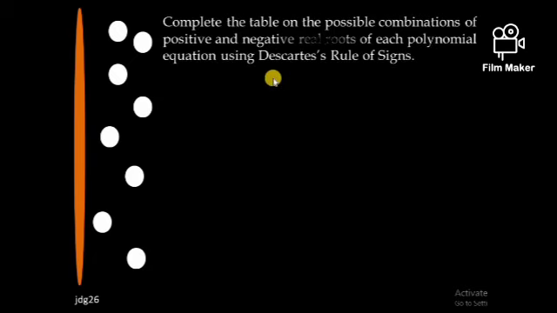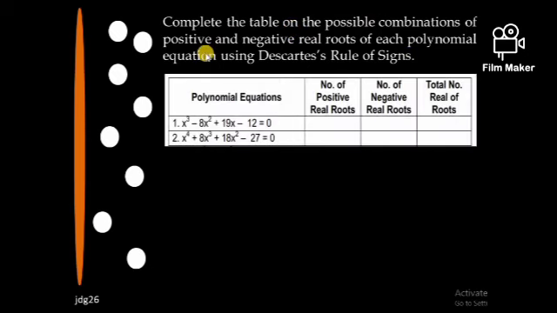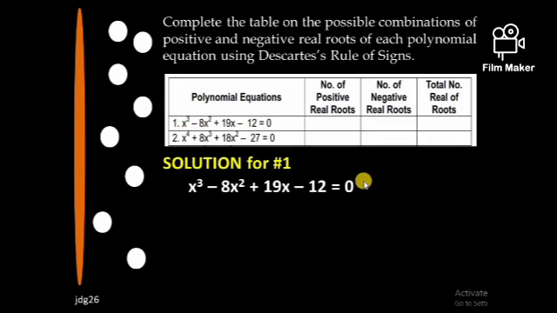Let us try this one. Complete the table on the possible combinations of positive and negative real roots of each polynomial equation using the Descartes rule of signs. So, let us try number 1. Kopyahin natin muna yung given. Ang sabi sa Descartes rule of signs, kailangan naka-arrange ang polynomial from the highest degree to the constant. And then, titingnan lang natin yung magpapalit ng sign. So, ibig sabihin, kailangan yung dalawang magkasunod magpapalit ng sign. Yun ang bibilangin natin for positive roots muna tayo.